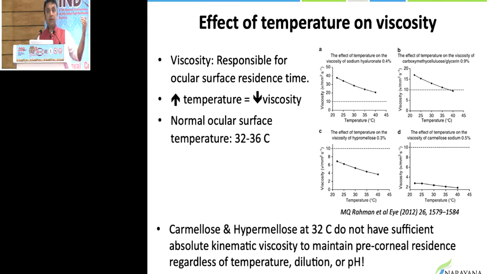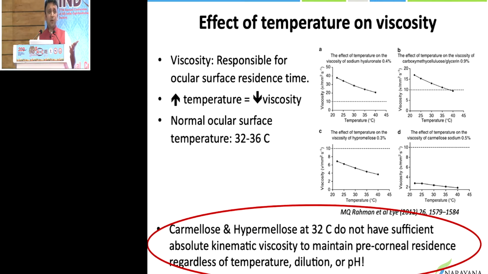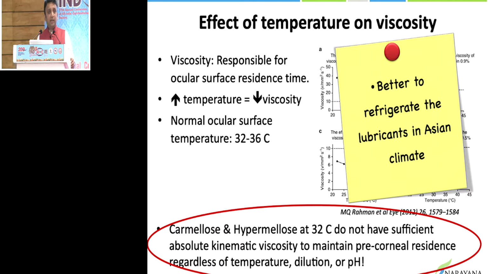Again, talking about ocular surface resident time and temperature. Temperature reduces viscosity, and with reduced viscosity, ocular surface resident time reduces. So in a country like ours, where the temperature can be quite high, again, the frequency has to be higher. And some of the medications like hypromellose, carmellose, and all those things, at normal temperature also, do not have enough viscosity. At normal pH also, they do not have enough viscosity. So if you keep on using them, it's not going to help because it's not going to stay longer on the surface. You can certainly tell the patient that if you're using these drops, you can refrigerate them. There's no harm in that, right?